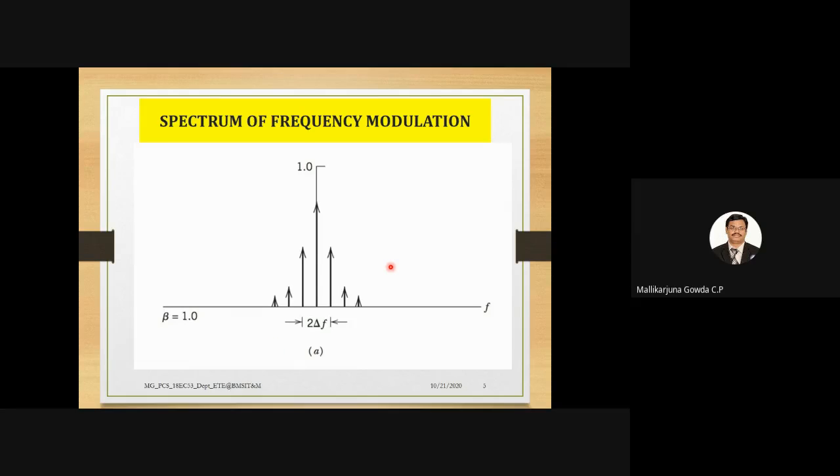Yes, what about others? What is the expression for delta F? Is it KF into AM? Yes, sir. Okay, just have a look at this spectrum when beta is 1. Here the deviation 2 into delta F is written as what?